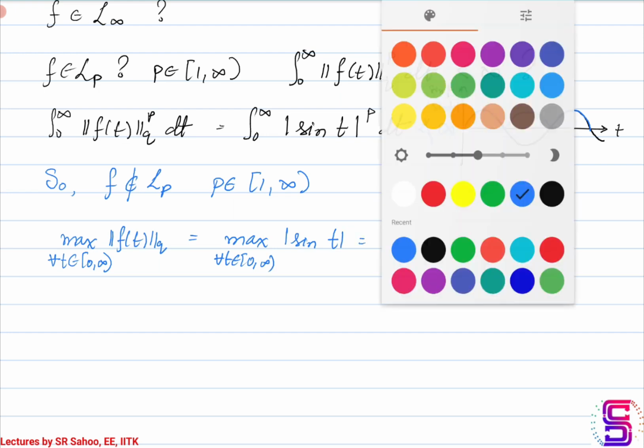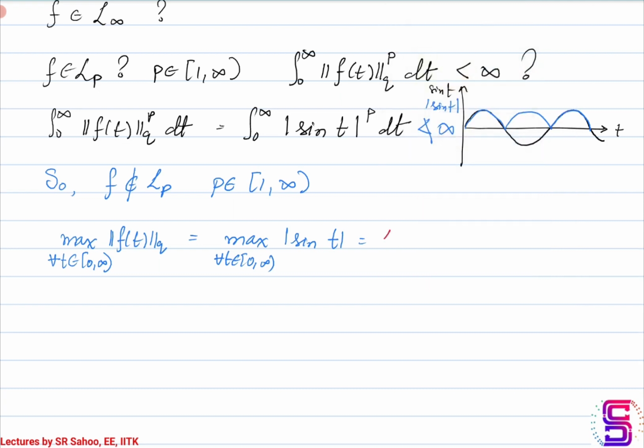And this is going to be 1, which is less than infinity. So this indicates that the function f that we're talking of, the sine function, is in the L infinity space. So f does not belong to any LP space when p is not infinity, but it belongs to the L infinity space.